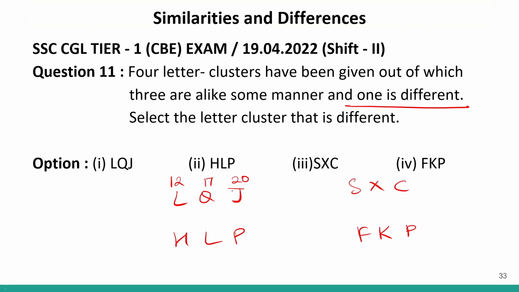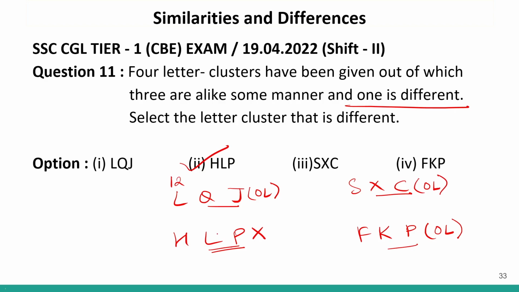Q and J, if you know, are opposite letters. So maybe this is a pair of opposite letters, because over here I can see that X and C are also opposite letters. Similarly, K and P are also opposite letters. L and P, if you look at them, this is the only pair which is not an opposite letter. So according to me, the answer will be option number 2, HLP, based on the fact that all these three are pairs of opposite letters. Only LP is something that is not a pair of opposite letters.